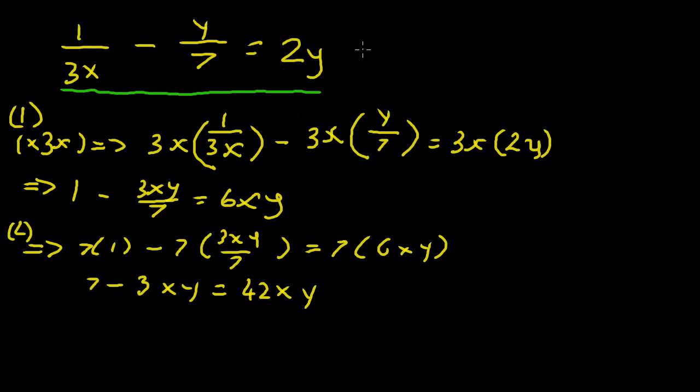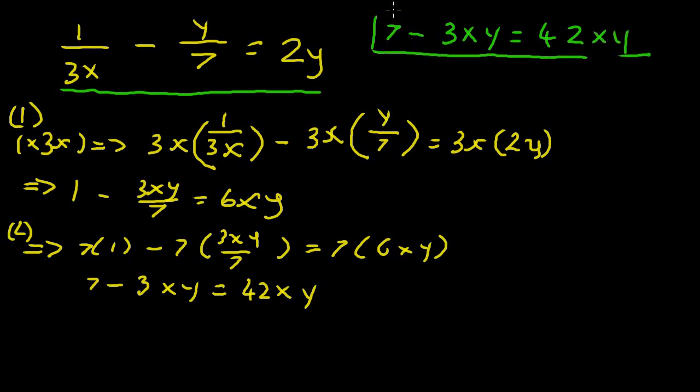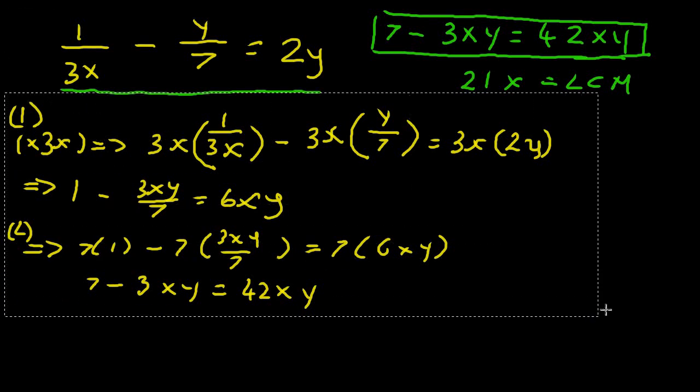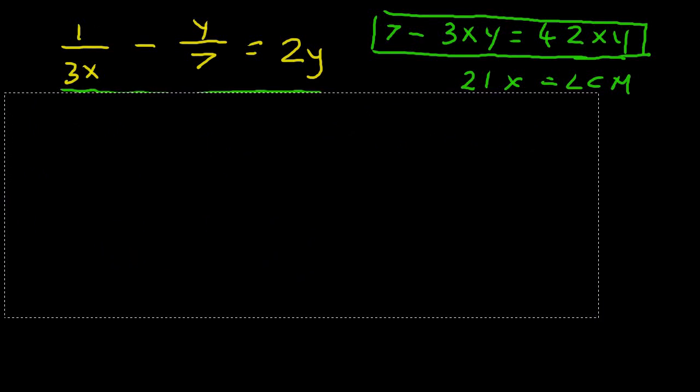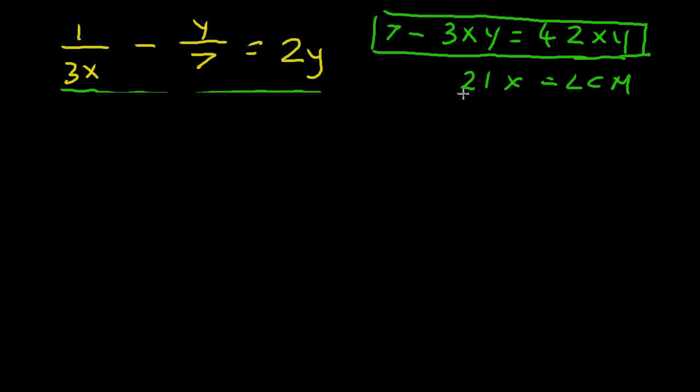Just bear in mind, our result here was 7 minus 3xy equals 42xy. That was our result. So we're going to see if we can obtain the same result by taking a shortcut and just multiplying the whole thing by 21x. Remember, 21x is our LCM. So let's get rid of this. We're going to multiply the whole thing by 21x. Let's see what happens.